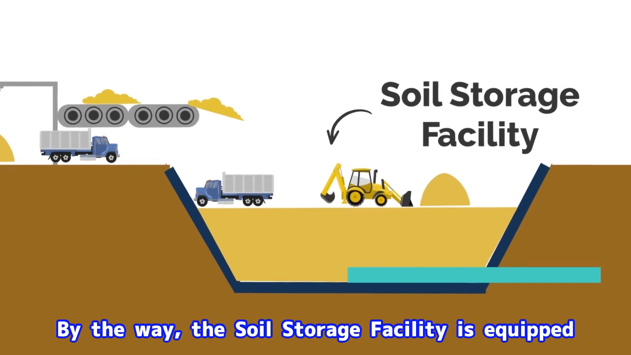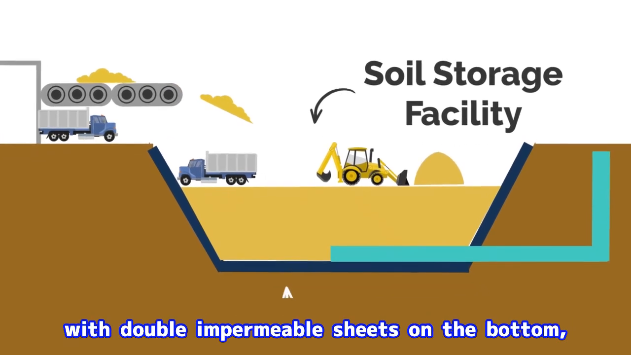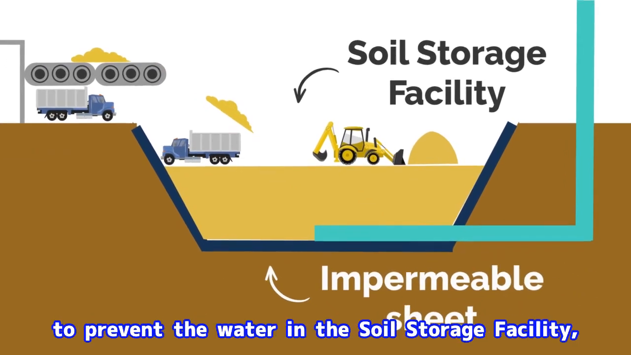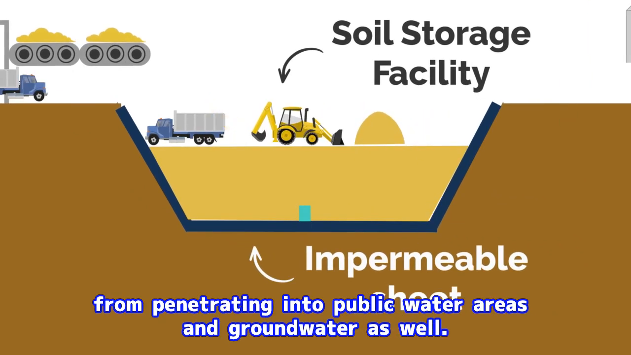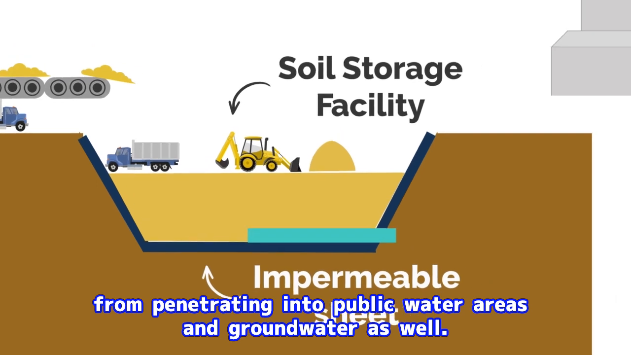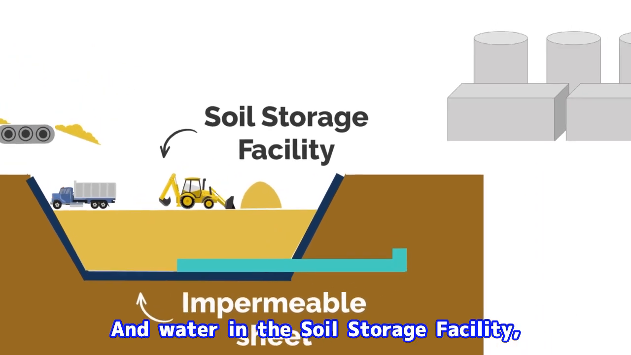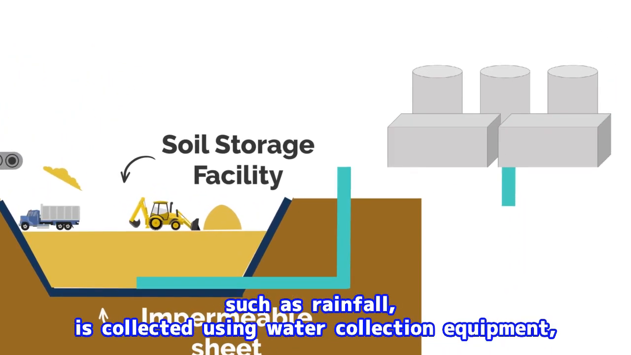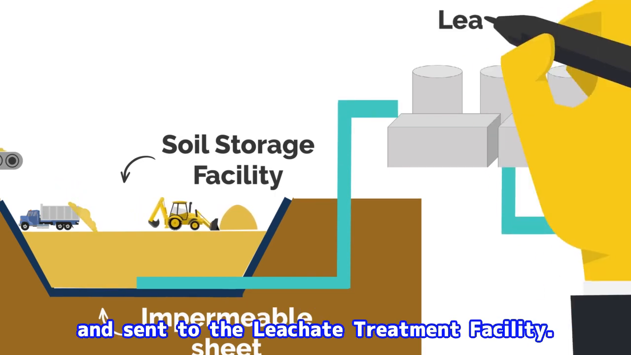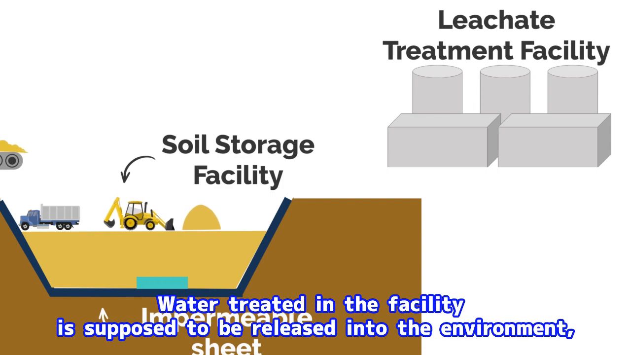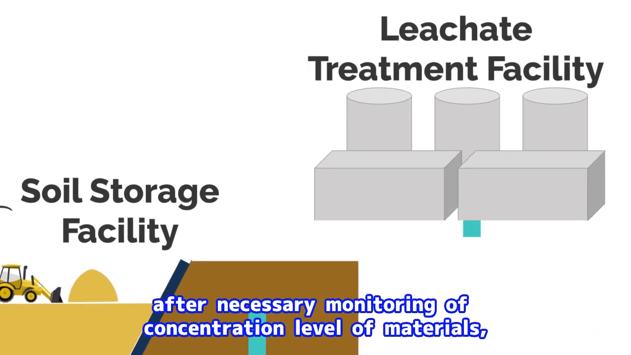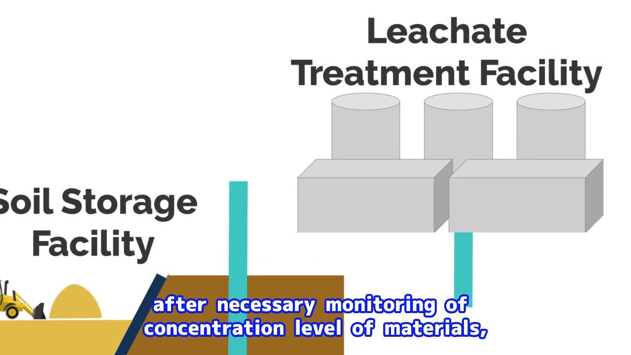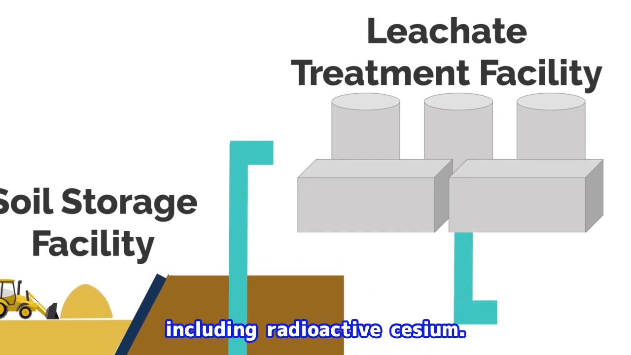By the way, the soil storage facility is equipped with double impermeable sheets on the bottom, to prevent the water in the soil storage facility from penetrating into public water areas and groundwater as well. And water in the soil storage facility, such as rainfall, is collected using water collection equipment, and sent to the leachate treatment facility. Water treated in the facility is supposed to be released into the environment, after necessary monitoring of concentration level of materials, including radioactive cesium.